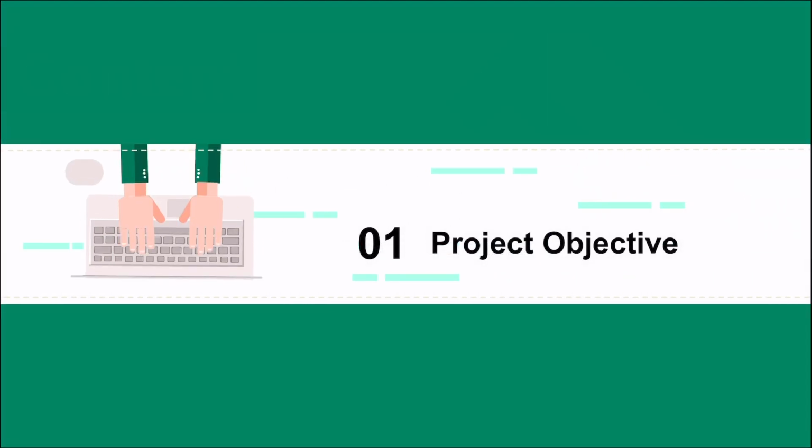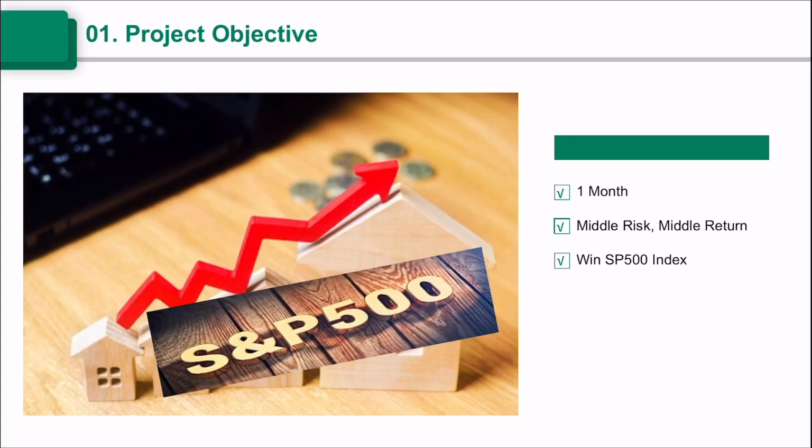The first part is the project objective. Our team's objective is to have a higher return than the S&P 500 within a 1 month period. This goal is decided based on our team's risk tolerance level, which is measured in the portfolio establishment process.